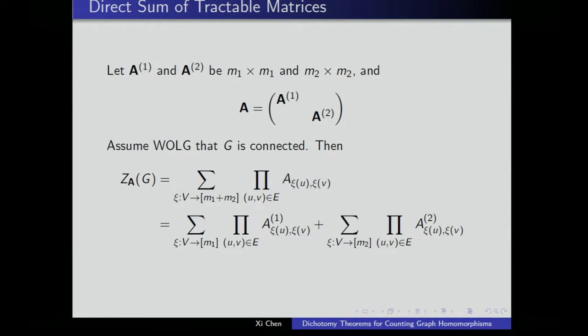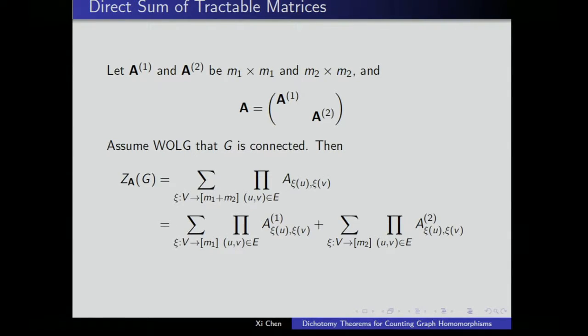And the next thing is also easy. If you have 2 matrices that are both easy to solve and you take the direct sum of these 2 matrices, then it should also give you a matrix that is easy to solve. So first of all, it's without loss of generality to assume that the graph we're interested in is connected, because if you have a graph with multiple connected components, then the partition function of this graph is just the product of the partition functions over the connected components.